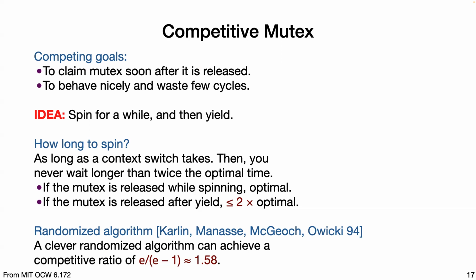And it turns out that if you do some kind of randomized algorithm, you can do better than a 2x approximation. You can get within 1.58. But I think in practice, usually this one is fine.